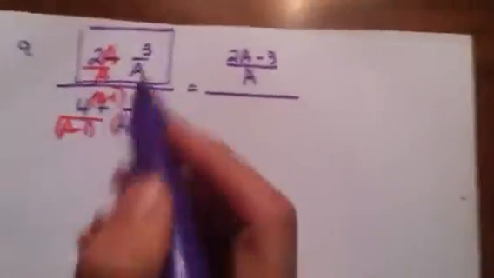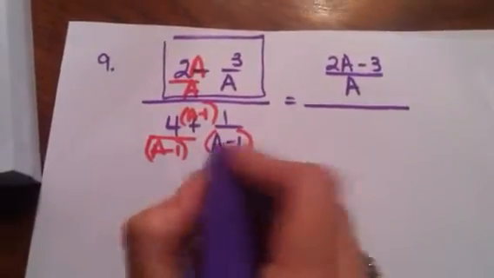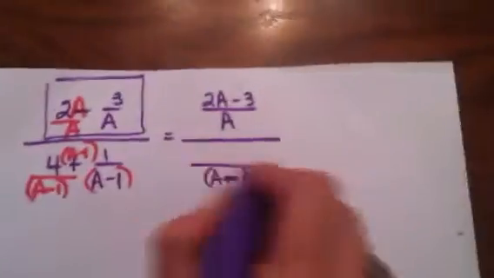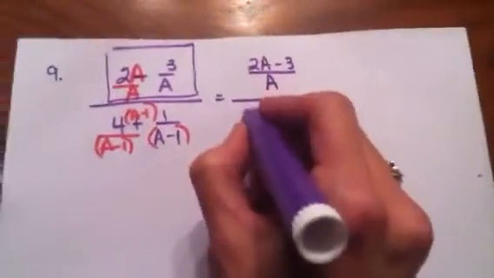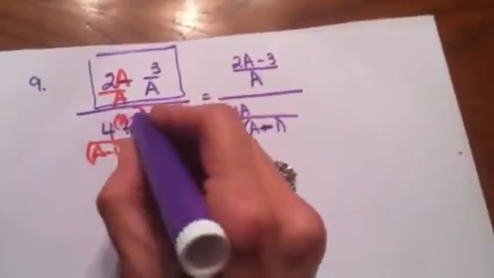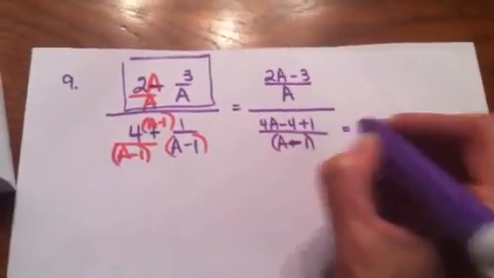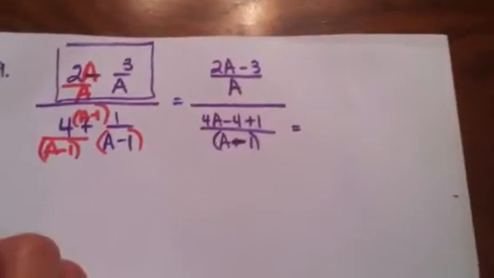Okay, so look what I've got. I've got both the same denominator, so I can write it as one fraction. Oops, that's supposed to be a minus sign. So we've got 4a. Don't forget you're distributing this in, so it's going to be minus 4 plus 1. So let's write that out. I'm going to come down here.